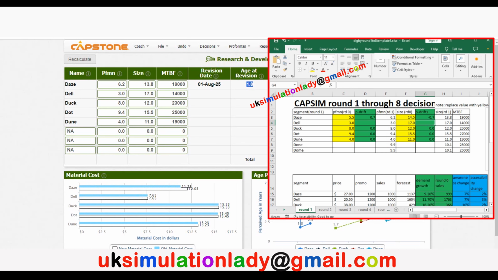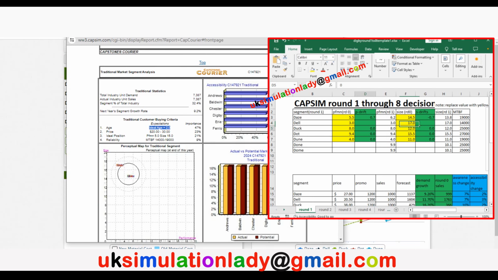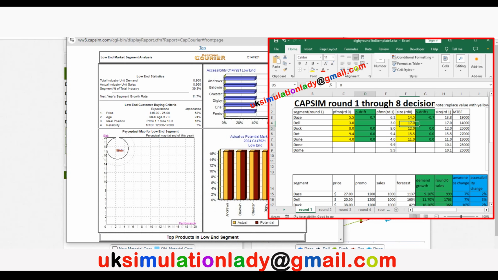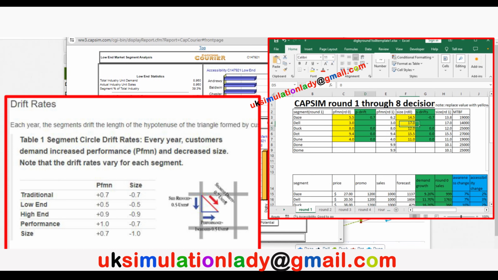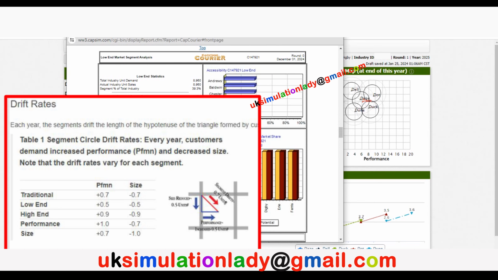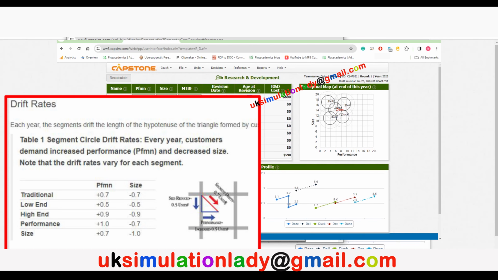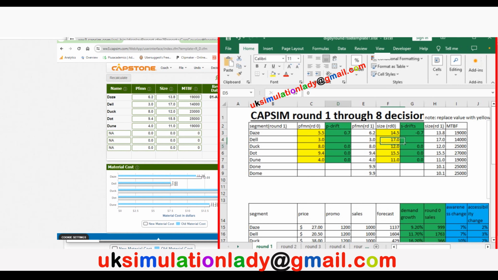Dell Capsim R and D decisions. Our next product is Dell, which is a low-end product. According to the Capsim Industrial Condition Report, the drift is 0.5. This means we could increase Dell's performance to 3.5 and reduce its size to 16.5.